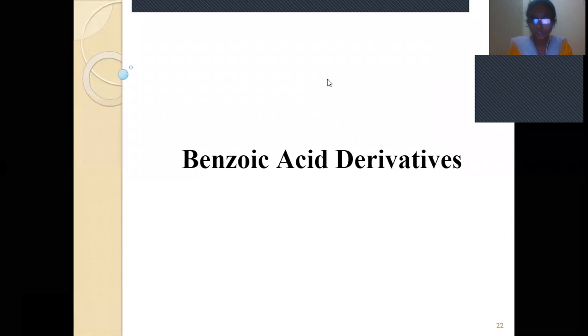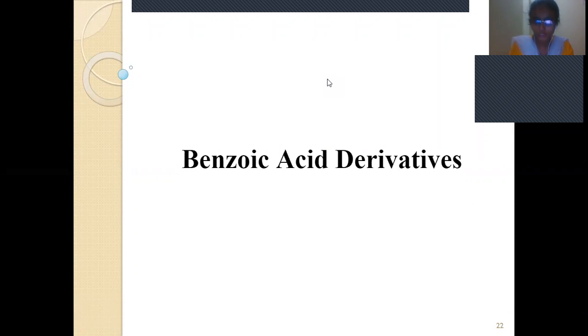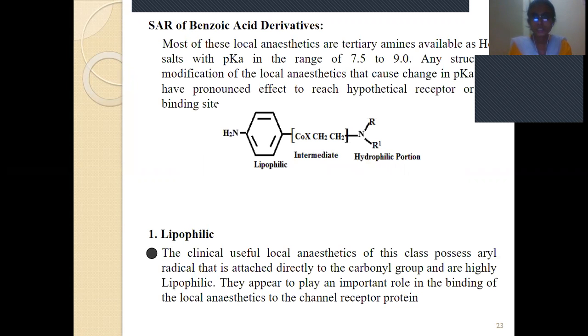So, till now, we have discussed the introduction, what anesthesia is, what local anesthesia is, the ideal properties, pharmacokinetics, adverse drug reactions, the routes of administration for the local anesthetics, and the classification of the drugs. Now we are going to discuss the benzoic acid derivatives. So, let's discuss the SAR of the benzoic acid derivatives.